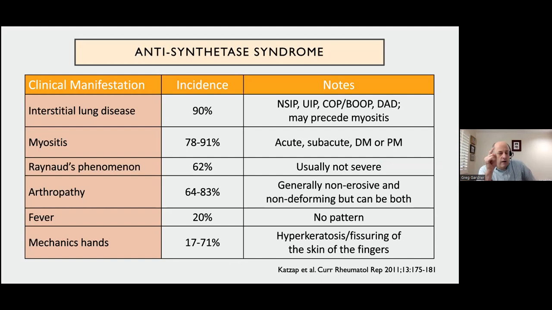So here are the manifestations. Interstitial lung disease, you can get all kinds of different forms, mostly NSIP. Myositis, which can be either DM or PM, proximal muscle weakness, Raynaud's phenomena, usually not severe in these patients. Arthropathy can be RA-like in some patients, even with erosions, although mostly it's felt to be non-erosive. Fever, I've seen one patient with severe fever. She actually ended up dying from her disease. And the mechanics hands, depending on what series you refer to, can be quite common.